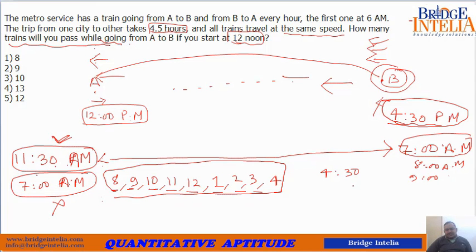You don't have to consider this, you don't have to consider this. But between these timings, all the trains that would start, you are definitely going to meet. So now let's count. 1, 2, 3, 4, 5, 6, 7, 8 and 9. So answer would be 9 trains you are going to meet.